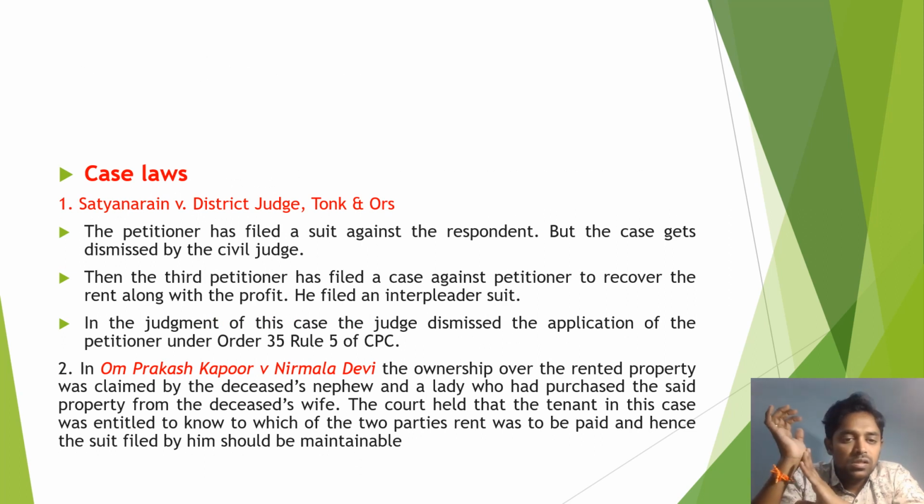Coming to case laws. Satyanarayan versus District Judge. The petitioner had filed a suit against the respondent, but the case got dismissed by the civil judge. Then the third petitioner filed a case against the petitioner to recover the rent along with the profit. He filed an interpleader suit. In the judgment of this case, the judge dismissed the application of the petitioner under Order 35, Rule 5 of CPC.